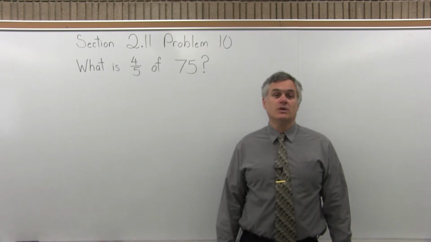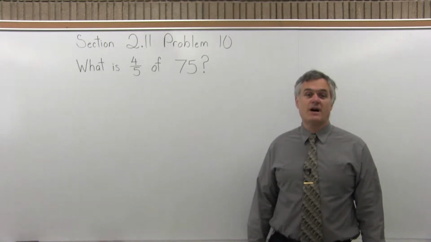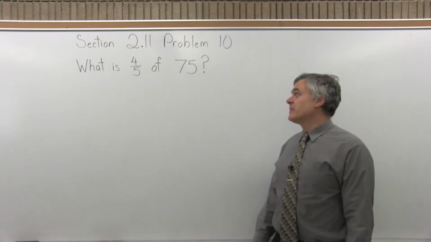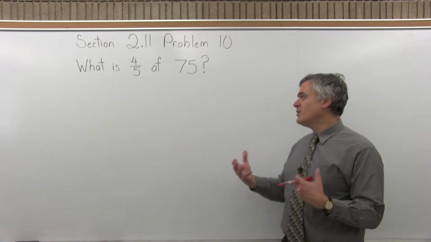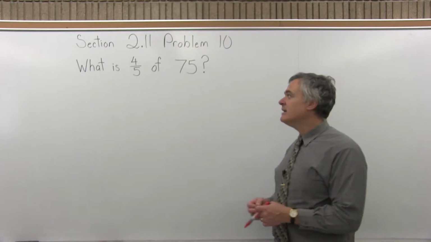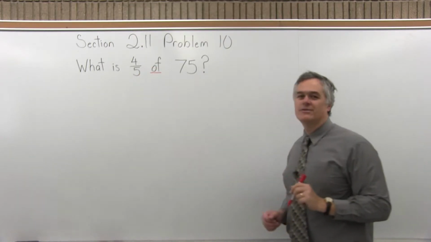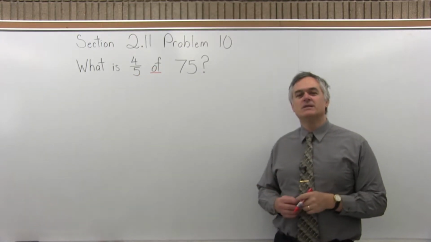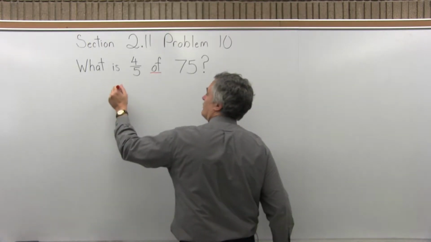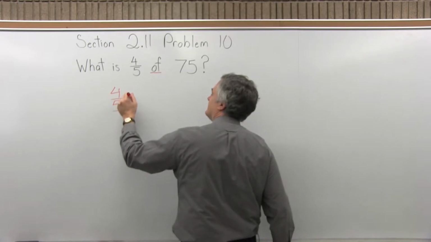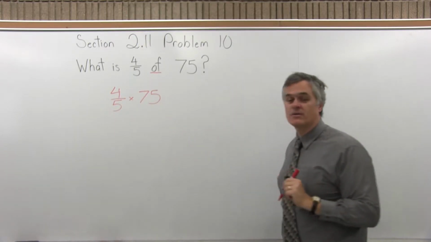This is Section 2.11, Problem 10. It says, what is 4/5 of 75? So we have to figure out what to do, and it's not quite as obvious with this one as some of the others. Usually there's a key word like added to or more than. In this problem, the key word is actually of. When you see of, that means you must multiply. So this problem is essentially 4/5 times 75. That's what we have to figure out.